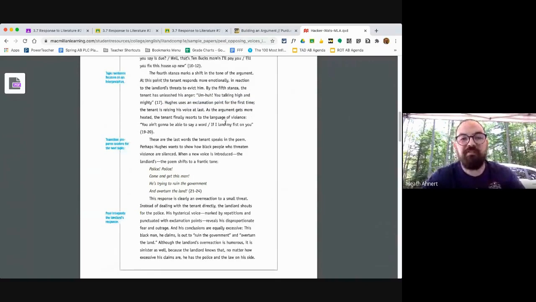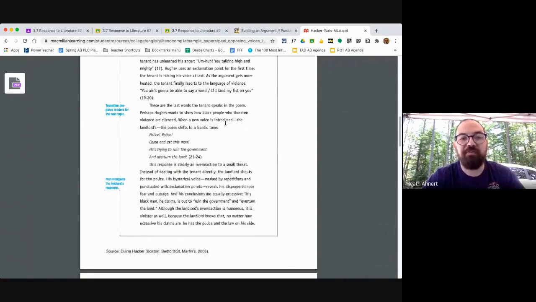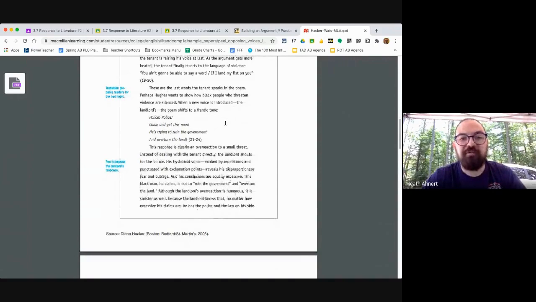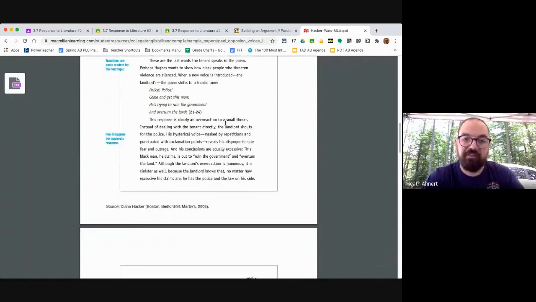As the argument gets more heated, the tenant finally resorts to the language of violence. You ain't going to be able to say a word if I land my fist on you. These are the last words the tenant speaks in the poem. Perhaps Hughes wants to show how Black people who threaten violence are silenced. When a new voice is introduced, the landlords, the poem shifts to a frantic tone.